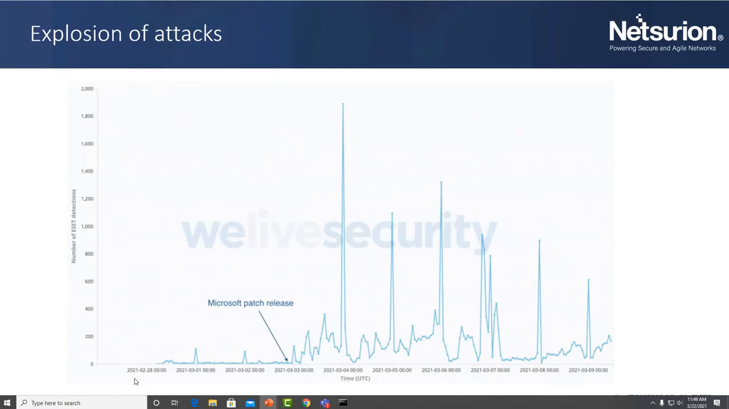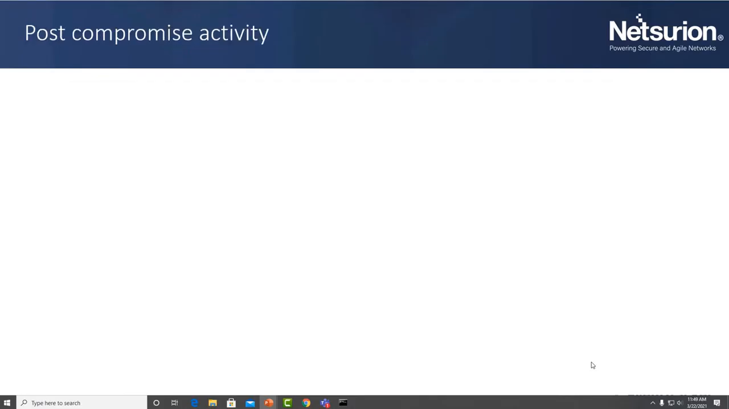It exploded. I mean, essentially, you can look here at this graph released by ESET, and you can see that on the 3rd, when Microsoft released the patch, subsequently thereafter, because defenders don't patch immediately, there was an explosion of attacks and on-premise servers were being attacked like crazy.